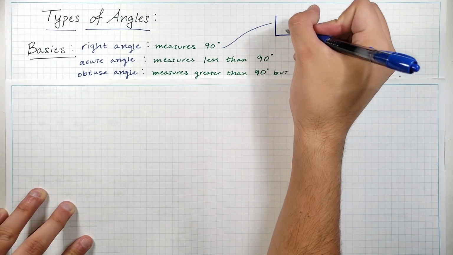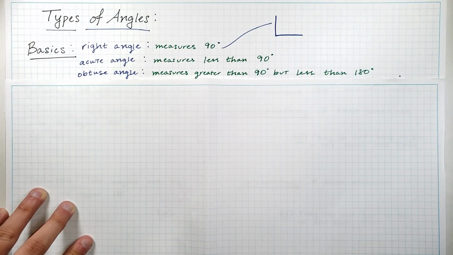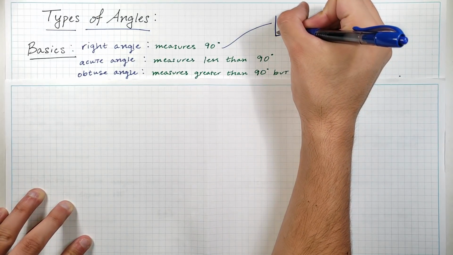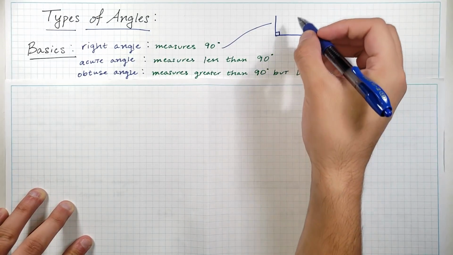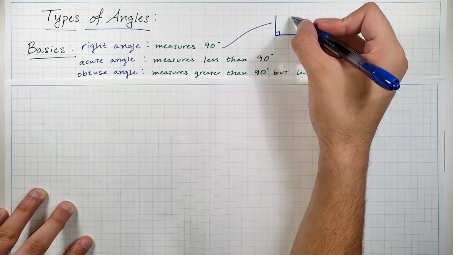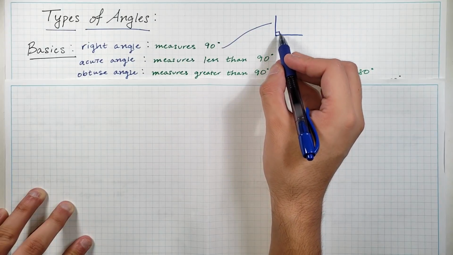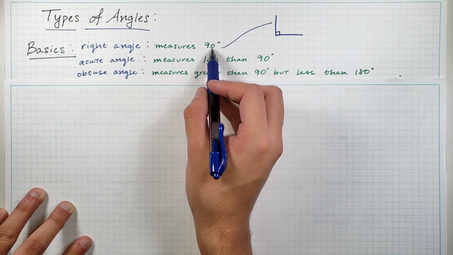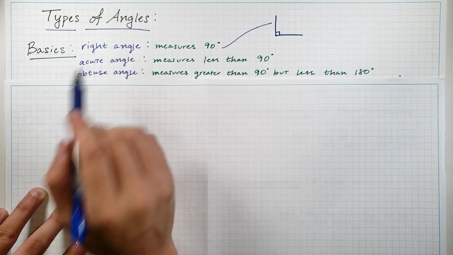All right. And how we normally denote a right angle is using a box, instead of using the arc that we talked about in the last video, right? So instead of using a little arc, we use a box to denote exactly 90 degrees. All right, so that's a right angle.